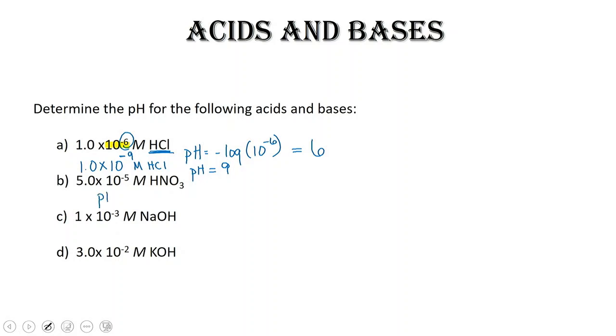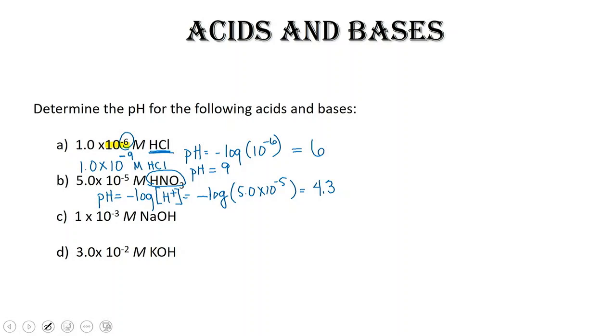pH is always going to be equal to the negative log of the hydrogen ion concentration. And we know that this is the hydrogen ion concentration because we're looking at an acid. Okay? Negative log 5.0 times 10 to the minus 5 is going to be equal to 4.3.